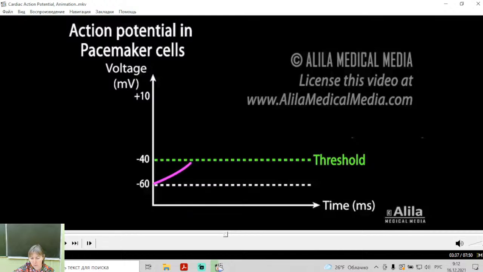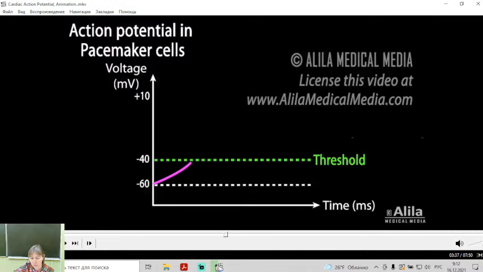At threshold, calcium channels open, calcium ions flow into the cell, further depolarizing the membrane. This results in the rising phase of the action potential. At the peak of depolarization, potassium channels open, calcium channels inactivate, potassium ions leave the cell, and the voltage returns to -60 millivolts. This corresponds to the falling phase of the action potential. The original ionic gradients are restored thanks to several ionic pumps, and the cycle starts over.